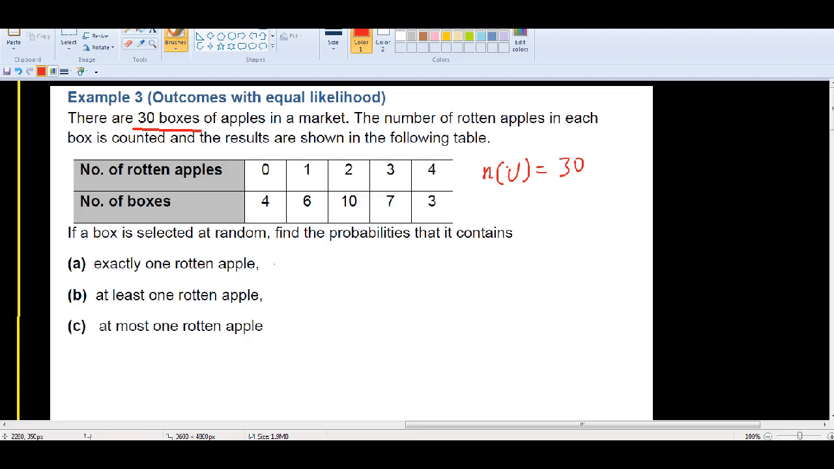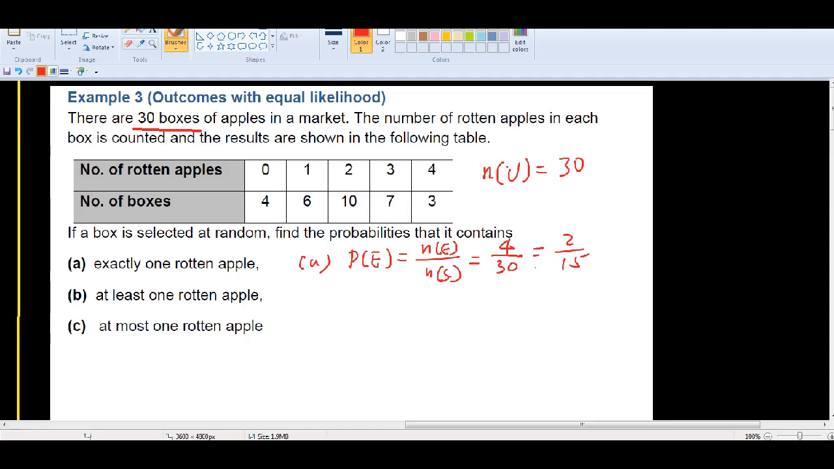For A, the event is exactly one rotten apple, so P equals NE over NS. How many boxes satisfy that event with exactly one rotten apple? See, there are 4 of them. So the number of boxes in that event, you've got 4 of them. 4 divided by 30.